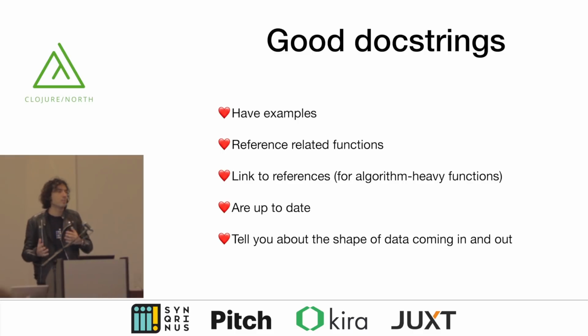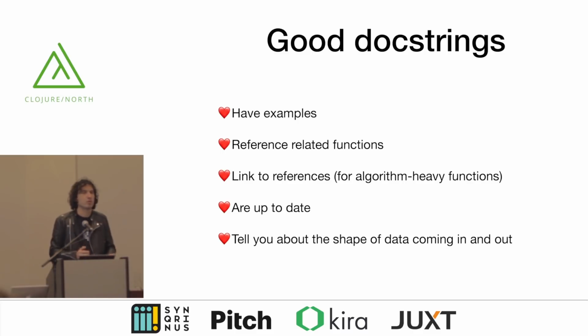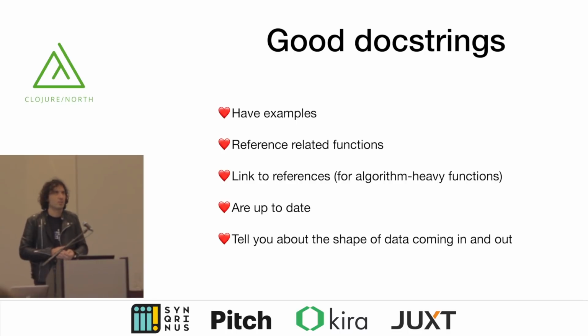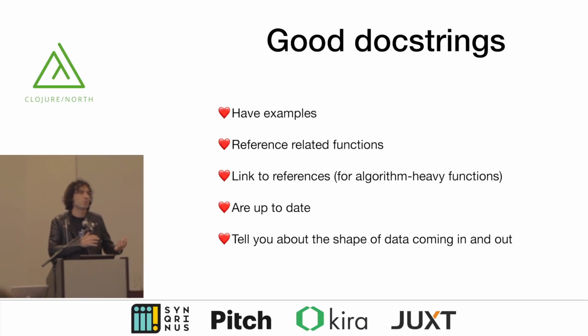For code that's algorithm heavy, like doing some number crunching or implementing some algorithm from somewhere, have a reference to where you picked it up, or what you based the algorithm on. I think that's a much better approach than essentially just copy pasting the description from somewhere else, because you let the reader then decide what's going on, or even maybe dig deeper. Make sure they're up to date.